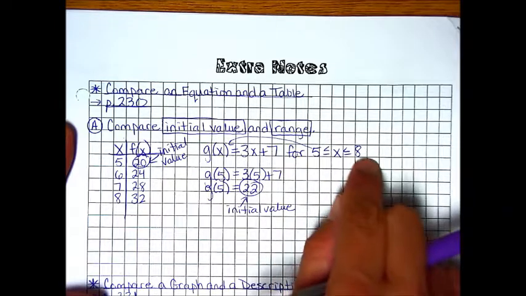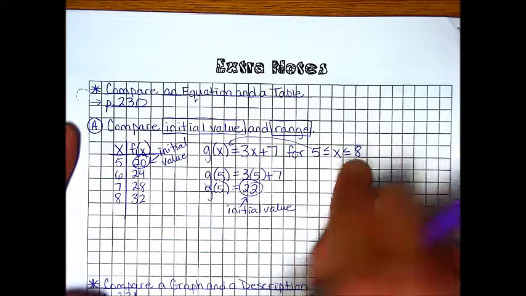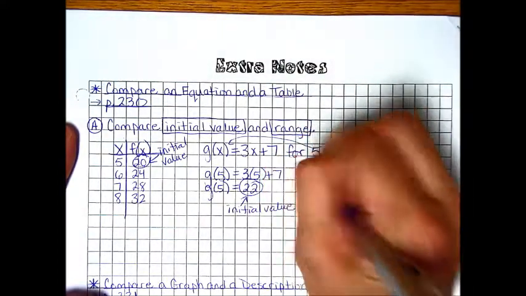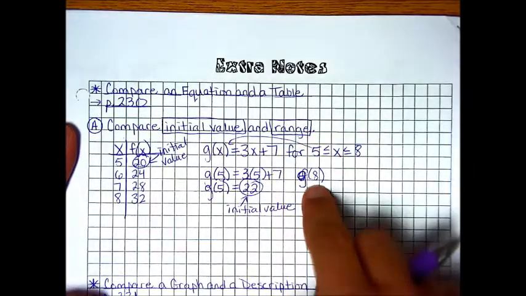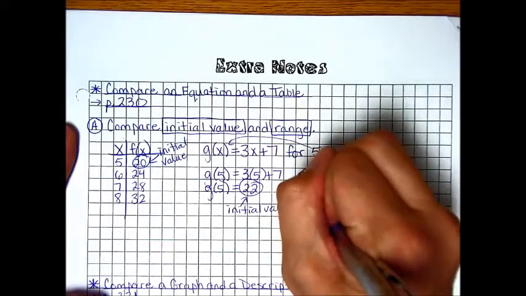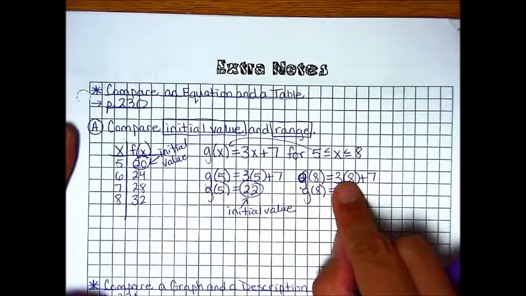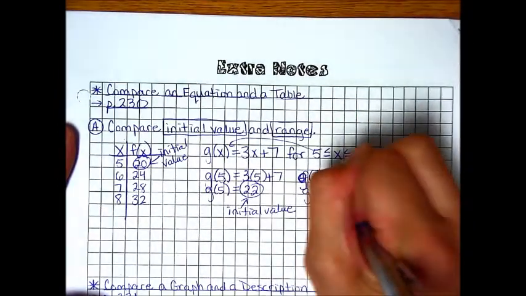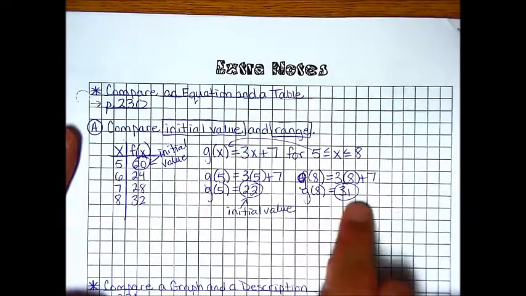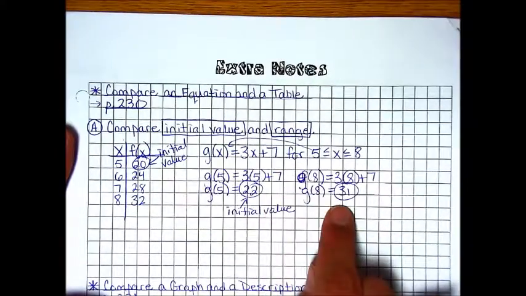But if you want the whole range, this is going to be the lowest answer you could get. But you got to figure out what the high end would be too, because if you're going to get the range, you got to know, well, what if you plugged in the biggest number you could get? So you also have to plug in an 8. So we're going to do g of 8 equals 3 times 8 plus 7. So 3 times 8, 24, plus 7, 31. This is the biggest value you could get. Initial value, and then this is the largest value. So your range is from 22 to 31.